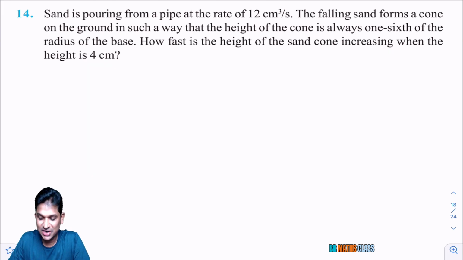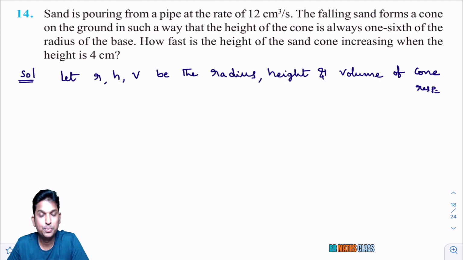After reading this question, I understand that this problem is related to cone, and in this I can see two things. One is height, another one is radius. In earlier classes, we know what is the first step to write in all the problems of rate measure. So I am going to write that step. R is the radius, H is the height, V is the volume of a cone respectively. This is a must step you need to write.